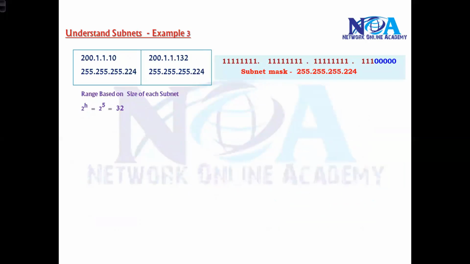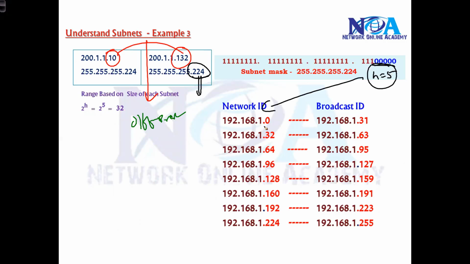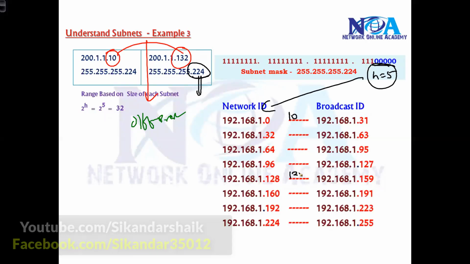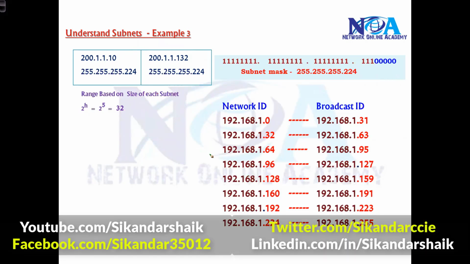In a similar way, there's one more example here. You can see the same example I have explained here. If I ask you whether these two addresses belong to the same network or a different network, we simply say they are in different networks because of the subnet mask 224 here, which means the host bits are 5, and based on that, the range. So 10 comes here, whereas 132 comes somewhere here. So the network IDs are different, which means the ranges are different. Network IDs are different, which means they are in different subnets, so they will not communicate normally.